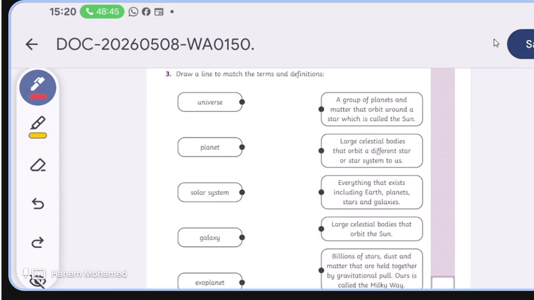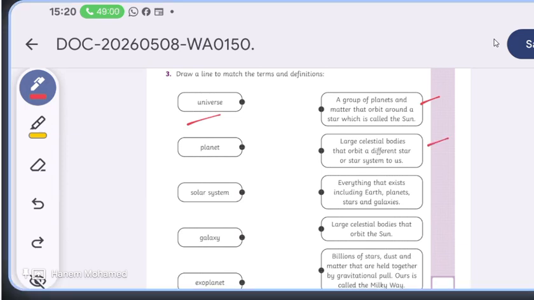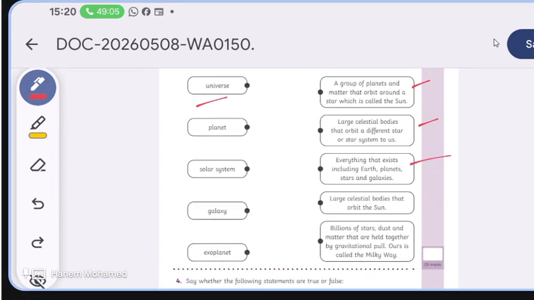They are like information about our universe. So, Judy, what is the definition of the universe? Do you think it's a group of planets and matter that orbits around a star? Large celestial bodies that orbit a different star? Everything that exists, including Earth, planets, stars, and galaxies?